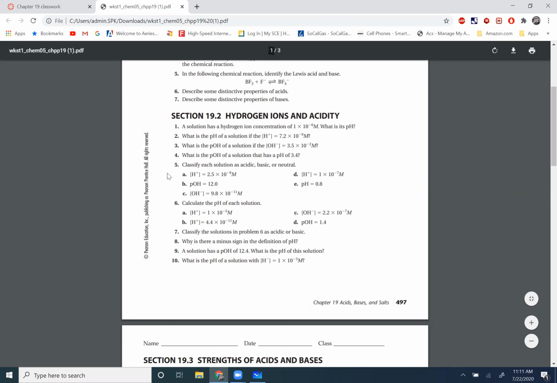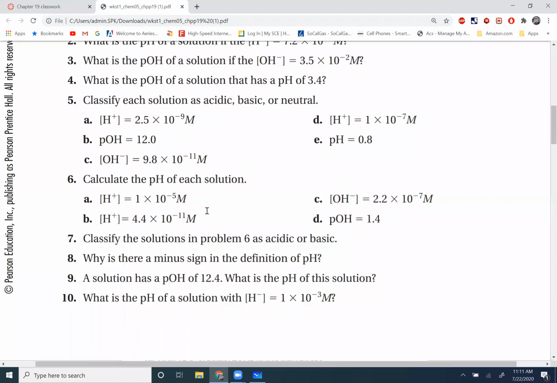On the test, I mostly asked you questions like number 5, where it says is this acidic or is this basic? But just for the sake of your knowledge, let's go ahead and do a question like number 6.